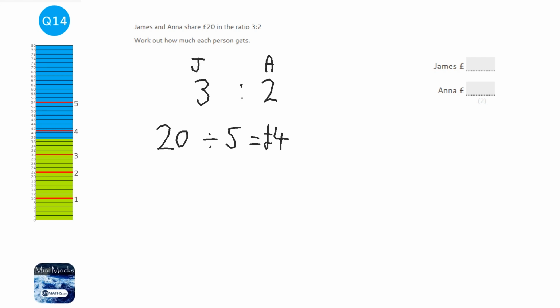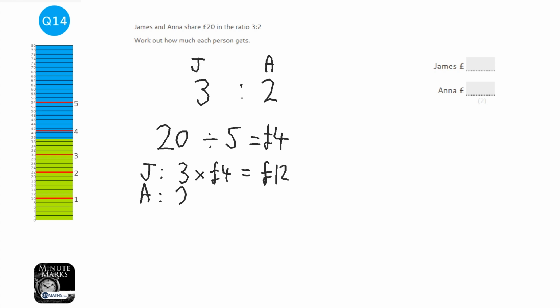Now James has 3 piles, so he's going to have 3 lots of £4, which is £12. Anna is going to have 2 of those piles, so 2 lots of the £4, so she's going to have £8. So James has 12 and Anna has 8. We can check that. First of all, James has more than Anna. Well, James has £12, Anna has 8. Secondly, there's £20 in total, so 12 plus 8 is 20. So chances are, with these simple checks, we know we've probably got the right answer.